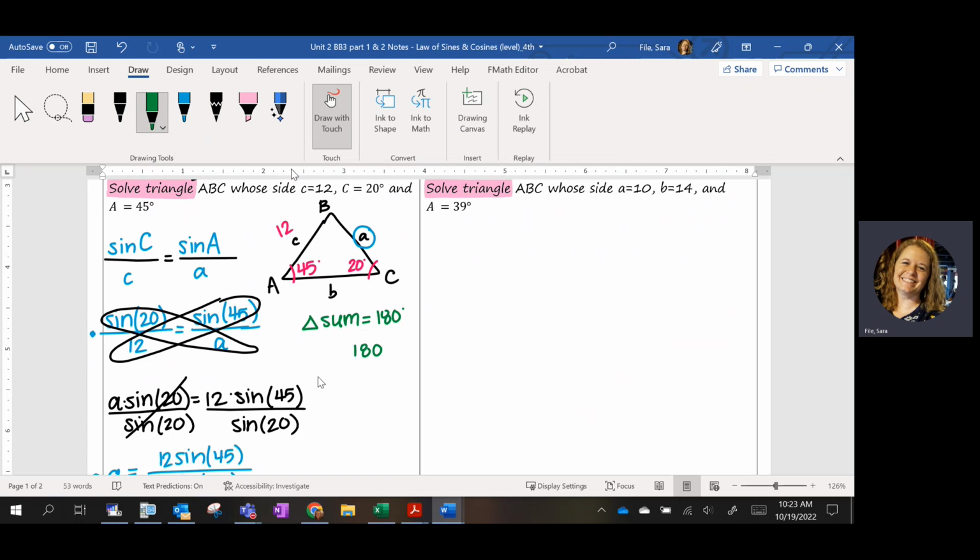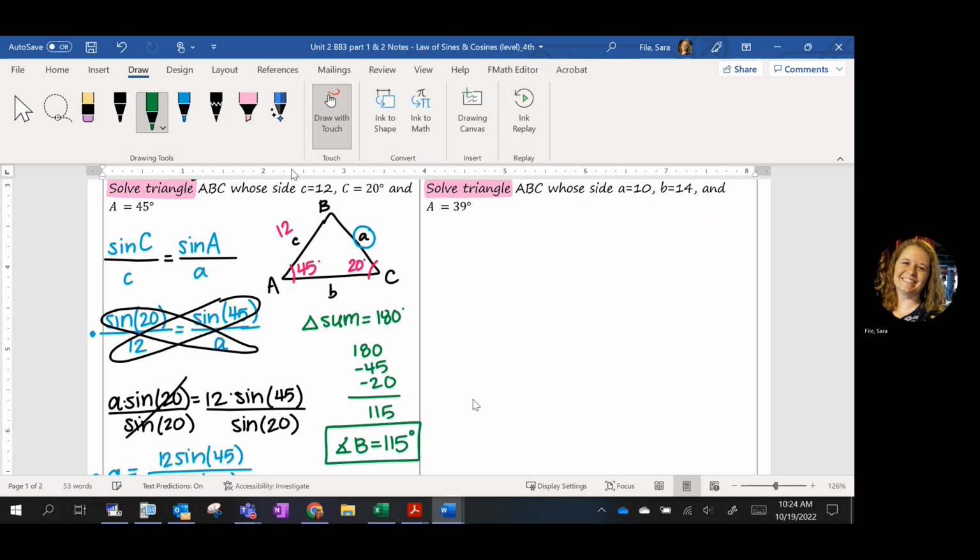You can add the two that you know and then subtract that, or you can subtract these each individually. I don't care how you do that work. If you want to add those first and then subtract, go for it. But what does that leave you with? So that is the measure of angle B. That one we do know the units, it's degrees. So it's an angle in a triangle. All right, got that one done.